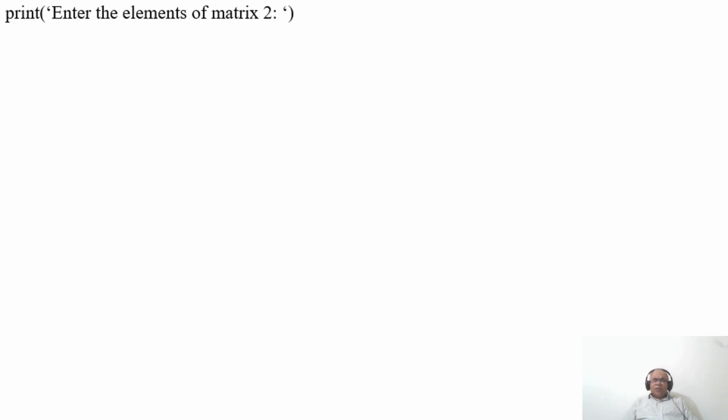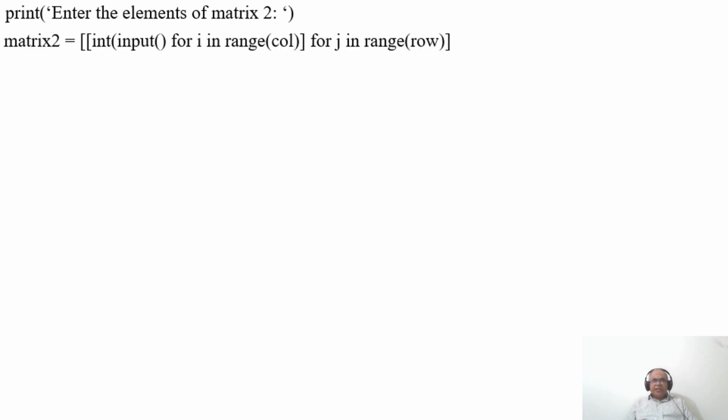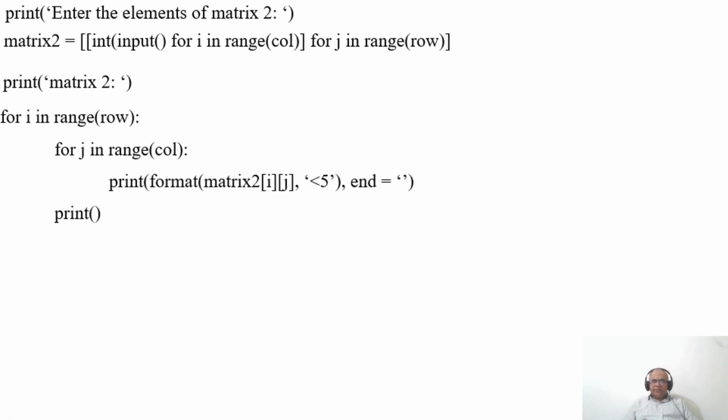The next thing is, similarly I want to print the elements of matrix 2. So again I am giving the matrix 2 with the input, again for i in range column and again for j in range row. Then I want to print matrix 2. The same way whatever we have done for matrix 1 is used here, except that we are changing it to matrix 2. Once I do that, later on we need to print in a particular format that we have done.